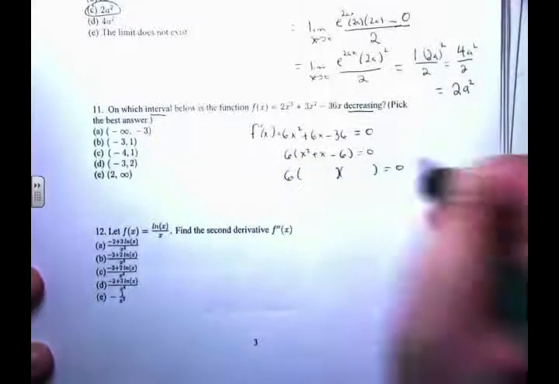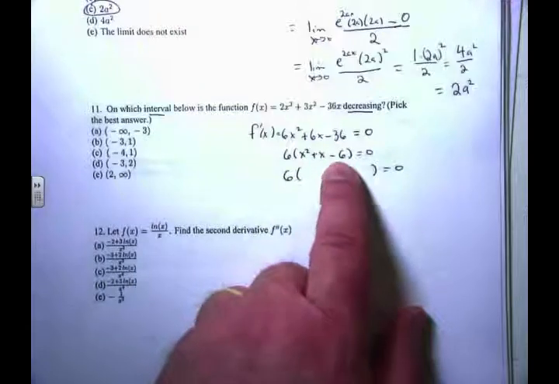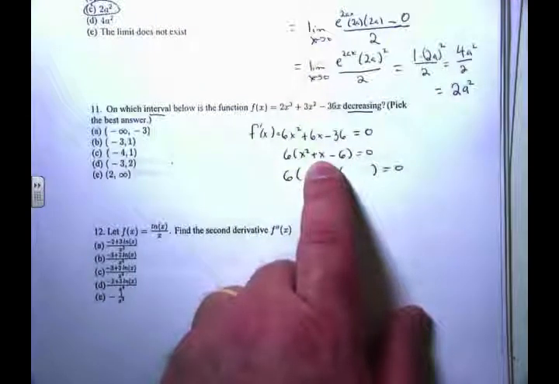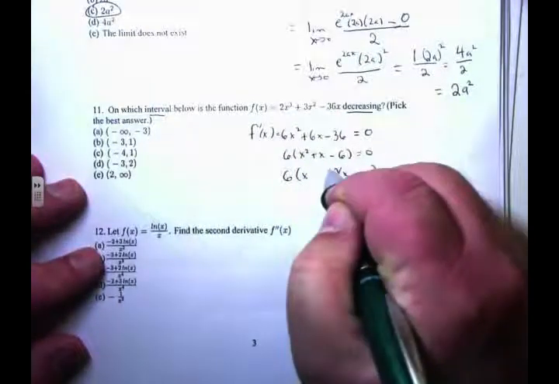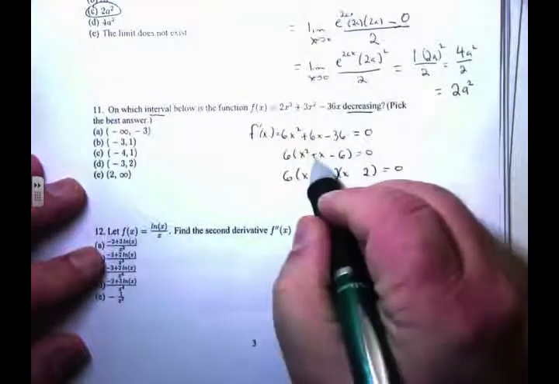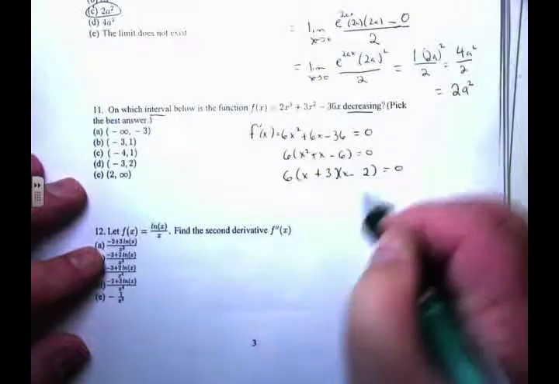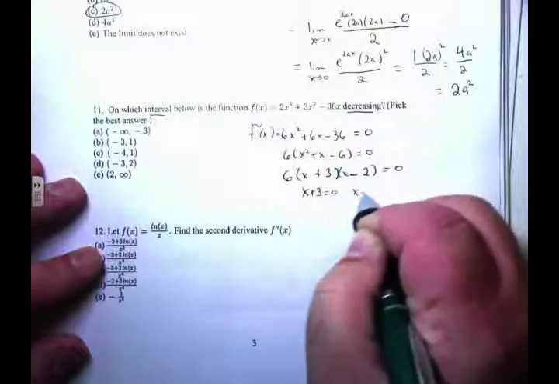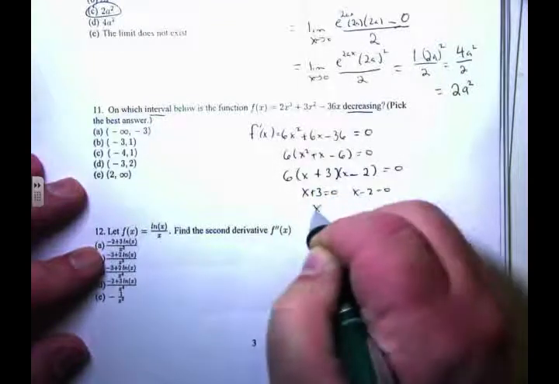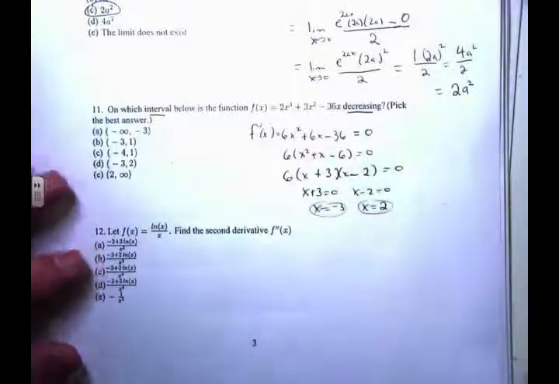Now, classic algebra. This should factor. How does x squared plus x minus 6 factor? Well, it's got to be a difference, and the difference has to be 1. What times what is 6 with a difference of 1? 3 and 2. And because I want the middle term to be plus, the bigger number is going to be plus. It'll be x plus 3 and x minus 2. Set each factor with an x in it equal to 0 and solve. I get x equals negative 3 and x equals positive 2.